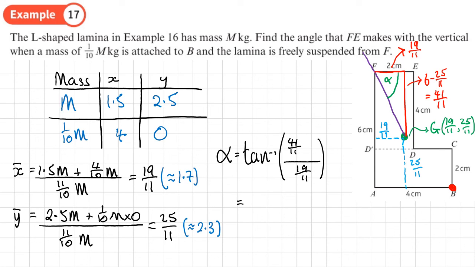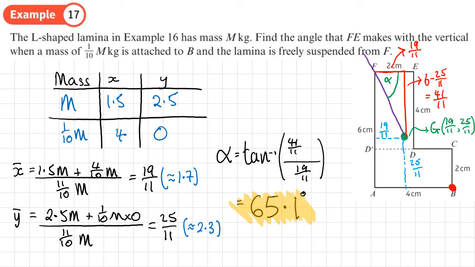That gives me 65.13630343 degrees. So again, three significant figures, so I'll do 65.1 degrees. So that's the angle that the vertical there is making with the side FE.